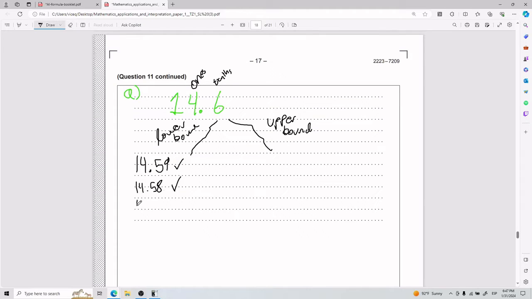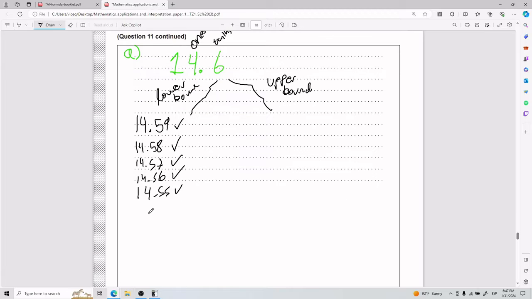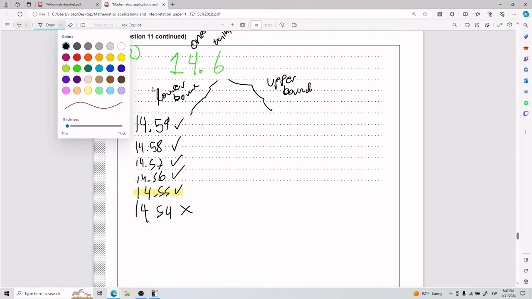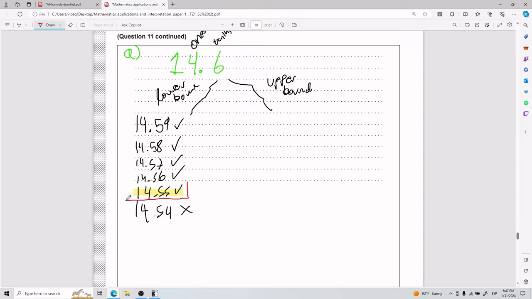So, 14.57. Do you round it up? Yes. 14.56. Do you round it up? Yes. 14.55. Do you round it up? Yes. 14.54. Do you round it up? No. And there is my lower bound, ladies and gentlemen. Not that hard, eh? So for the lower bound, it's going to be 14.55.